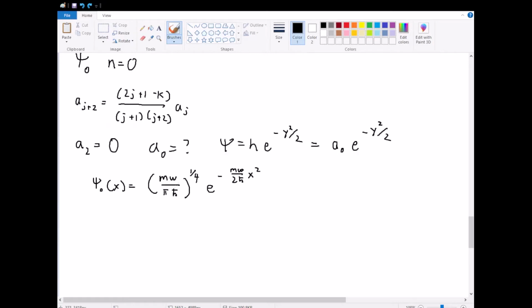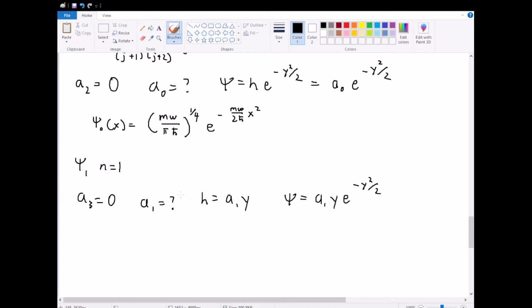We can do the same thing for n equals 1. If we want psi 1, that means we're dealing with the odd terms only. So a3 automatically equals 0, and so do any subsequent odd terms, and we have a1 equaling whatever it is. So h is going to equal a1 times y, therefore psi, which equals h times e to the negative y squared over 2, is going to equal a1 times y times e to the negative y squared over 2.